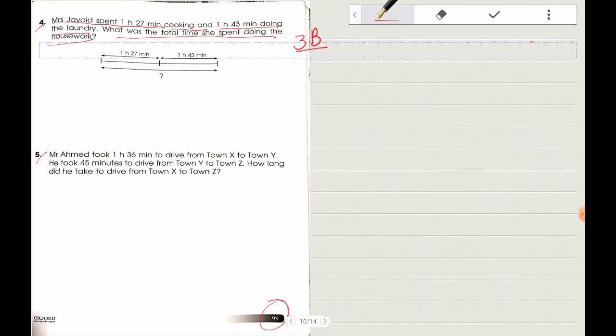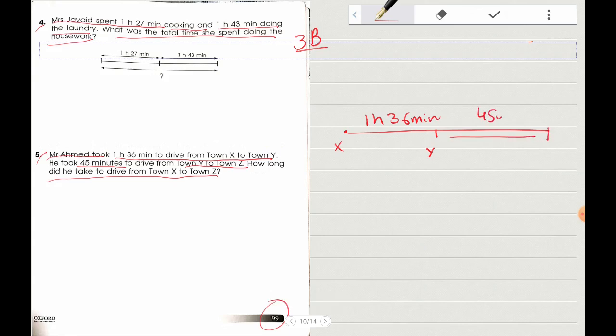Look at the next question, number 5. Mr. Ahmed took 1 hour 36 minutes to drive from town X to town Y. He took 45 minutes to drive from town Y to town Z. How long did he drive from town X to town Z? They have already given the time from X to Y, that is 1 hour 36 minutes, and Y to Z is, as you can see, 45 minutes.